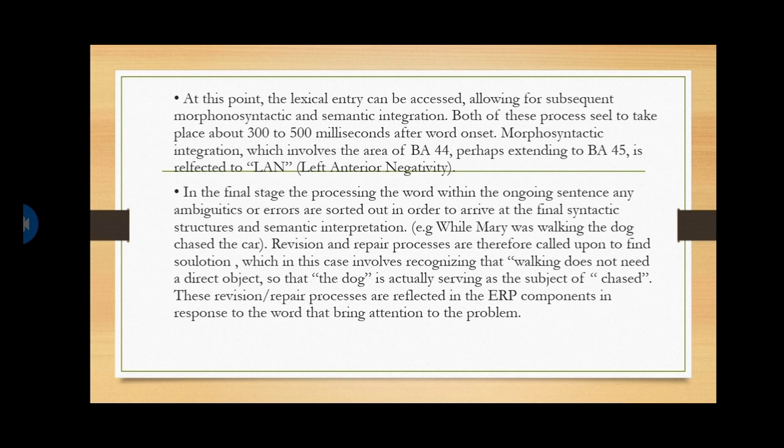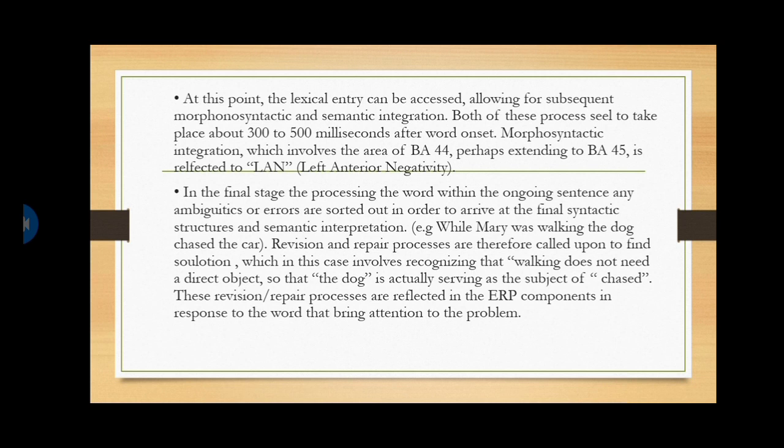However, the interpretation causes the next word, chased, to be difficult to integrate into the sentence. Revision and repair processes are therefore called upon to find a solution, which in this case involves recognizing that walking does not need a direct object, so the dog is actually serving as the subject of chased. These sentences are often called garden path sentences, as the reader is initially led down the garden path in reading and interpreting them.